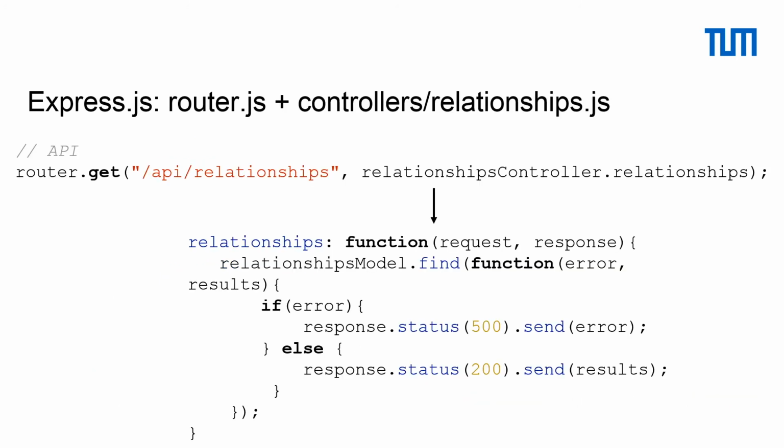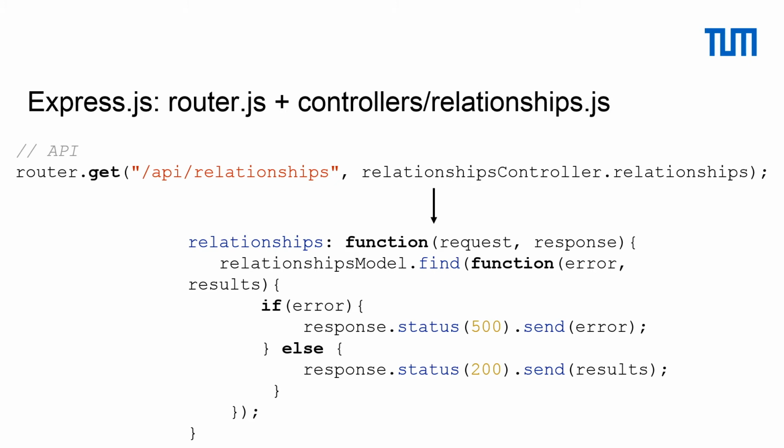The other file that we want to look at for Express is our router.js and the controllers/relationship.js in our app folder. In the router, we define that if a GET request is coming at /API/relationships, the relationships controller has to perform a function which is relationships. This function is defined as below.